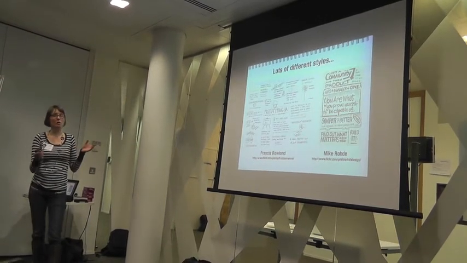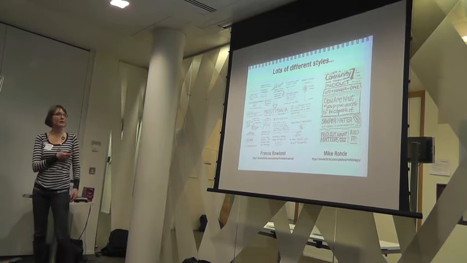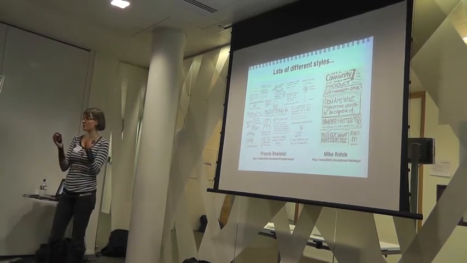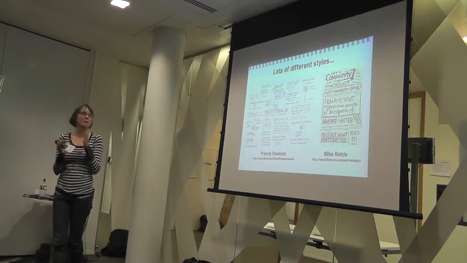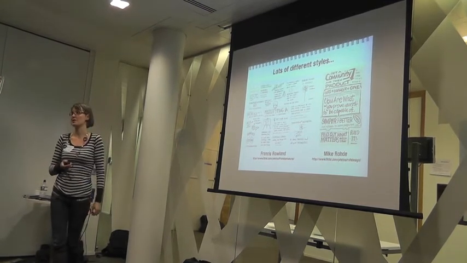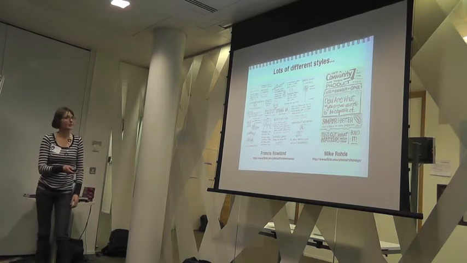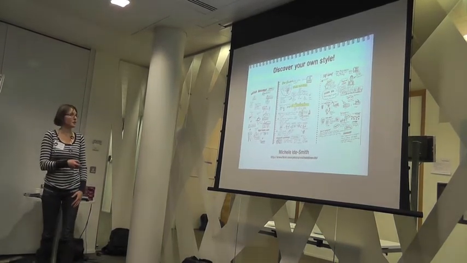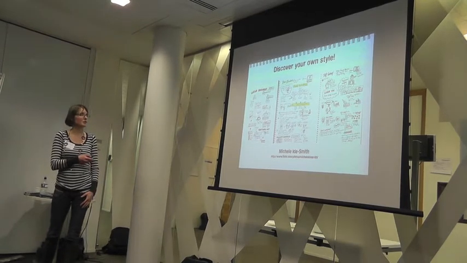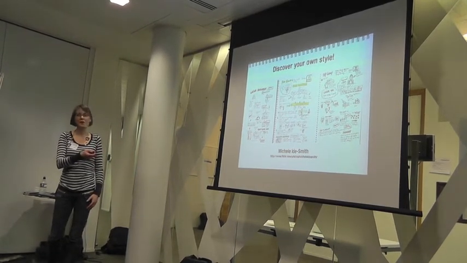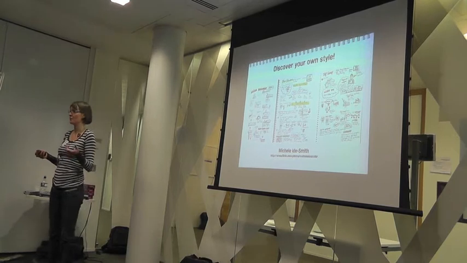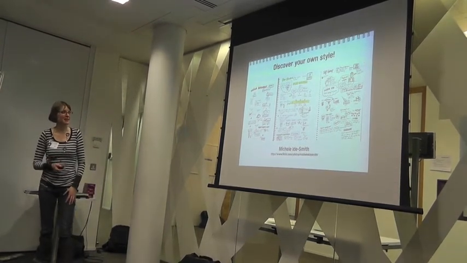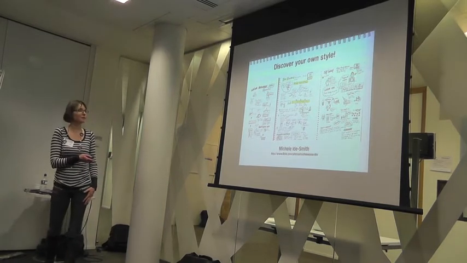Some people do a lot more content, like Francis's ones on the left there, and Mike Rohde's are generally, he uses a little Moleskine notebook, and he focuses on key points and quotes. So you've got to discover your own style. This was my first sketchnote, I think, of one of Lisa Reichelt's talks, and then I've developed it over time. I've got a bit of a messy style, I would describe it as, but that's what I do.